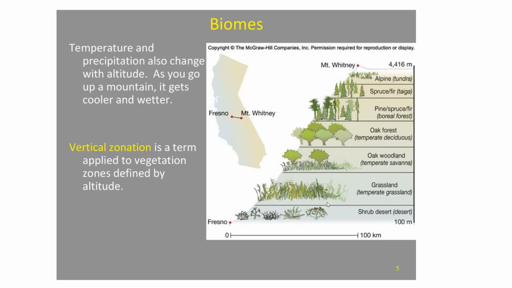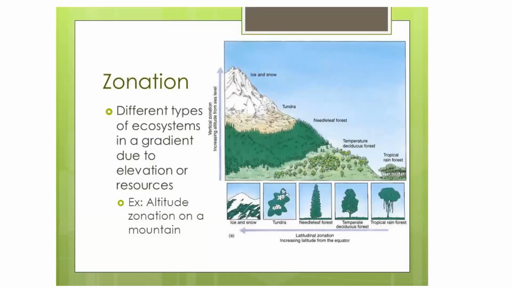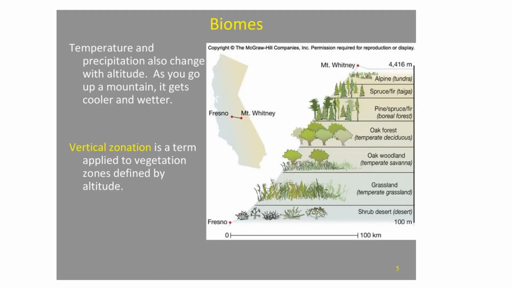So we're going to see hotter, drier climates near Fresno, and then as we go into the mountain, we're going to see cooler and wetter environments. That's why we're going to be able to start supporting trees, and we're going to see a more productive, more biodiverse environment there. This is called vertical zonation, by the way.